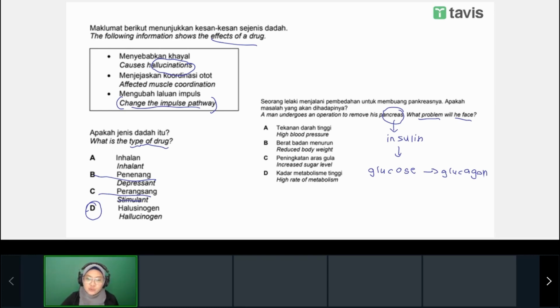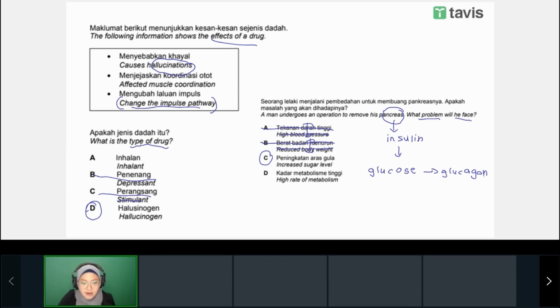It has nothing to do with high blood pressure. A is wrong, remove it, the incorrect answer. B, reduce body weight, also has nothing to do with it. So remove it, the incorrect answer. Increase sugar level, yes. If your body doesn't have a pancreas anymore, then your body won't have natural insulin. So the glucose won't be converted into glucagon naturally. That's why your body has an excessive amount of sugar. So C is the correct answer.